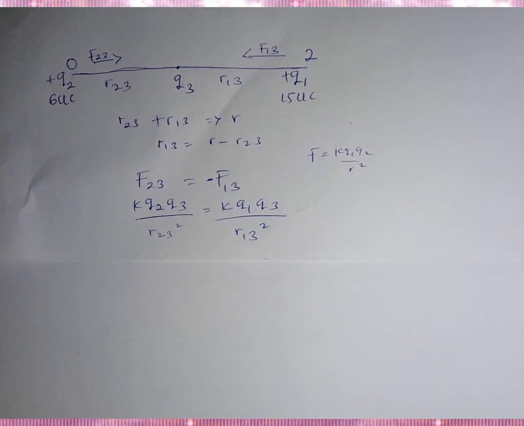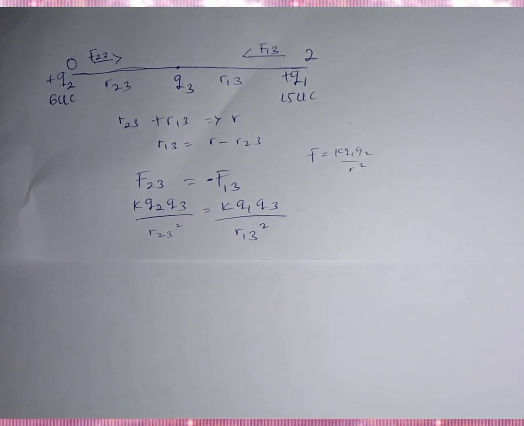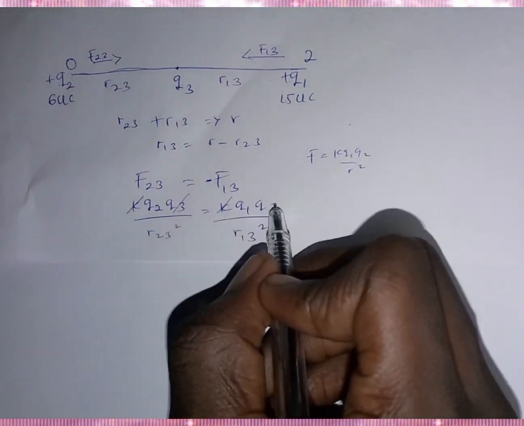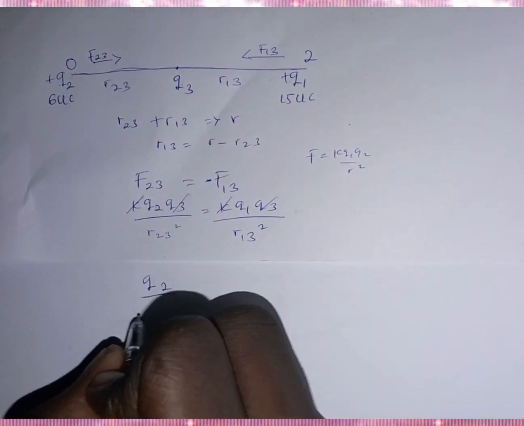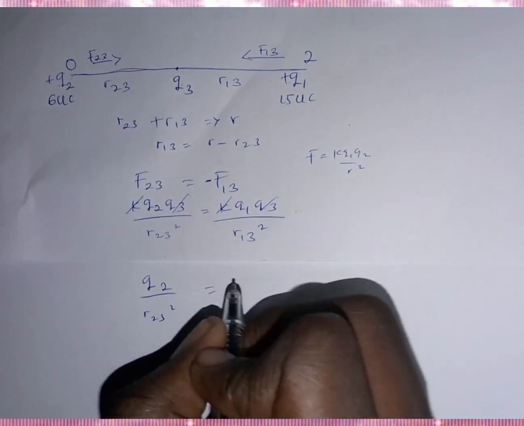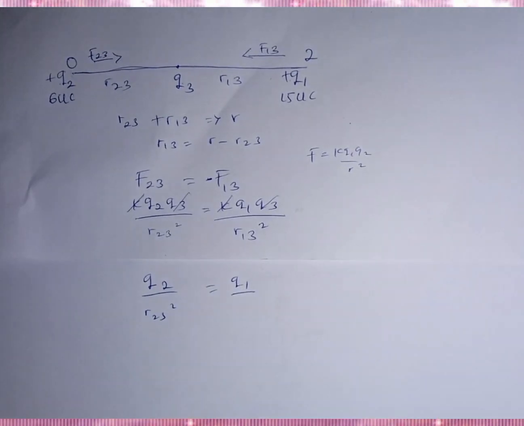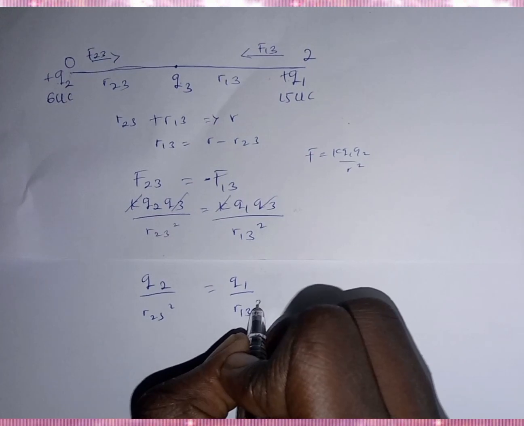So proceeding further, what can we do to this? I'm not putting the minus because the minus does not mean anything, it just signifies the direction in which the force of attraction or repulsion is moving. So now I can cancel K and K, Q3 can cancel Q3. So therefore I'm left with Q2 over R23 square equals to Q1 over R13 square.